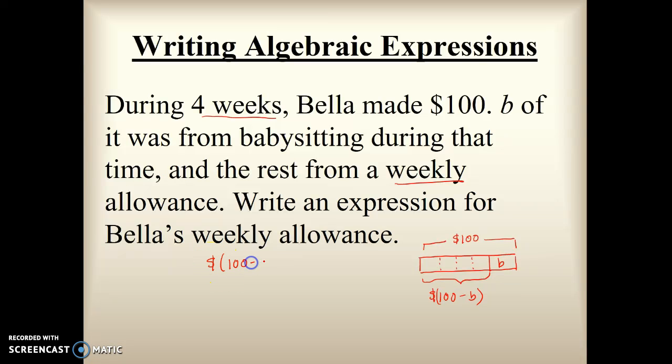I'm going to rewrite that over here. So she had $100 minus B. We also know that we're talking about 4 weeks here. So she made that amount of money from allowance over 4 weeks. So if we divide this by 4, that would give us the amount of money that Bella made from allowance in 1 week. All right, so the next question on your note says, what would her allowance be if she made $40 from babysitting? Go ahead and see if you can solve that right now and then come back and check your work.